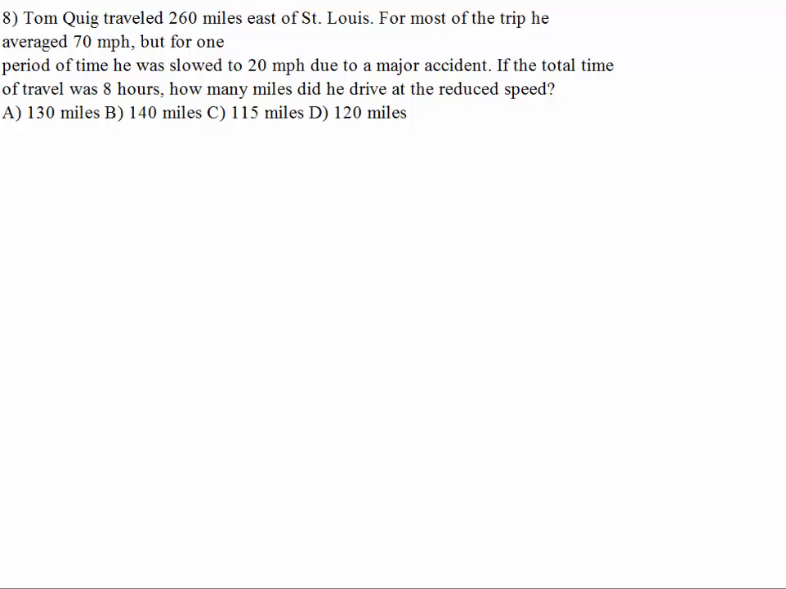Tom Quick traveled 260 miles east of St. Louis. For most of the trip, he averaged 71 miles per hour, but for one period of time, he was slowed to 20 miles per hour due to a major accident. If the total time of travel was 8 hours, how many miles did he drive at the reduced speed?